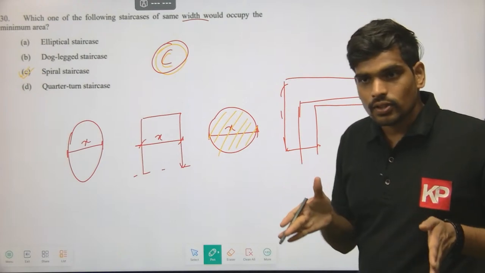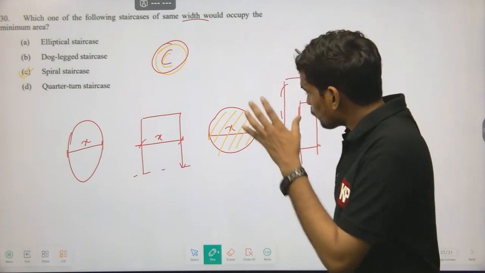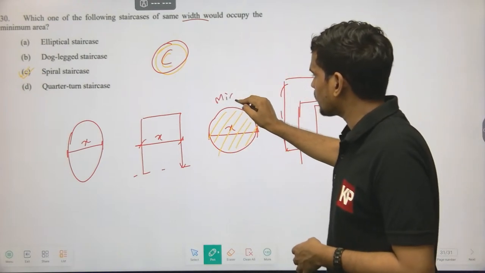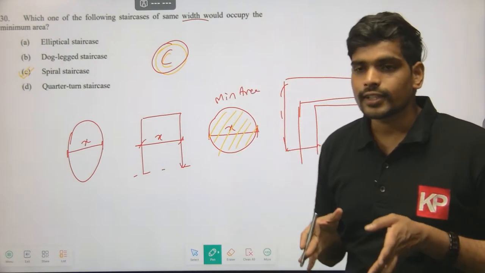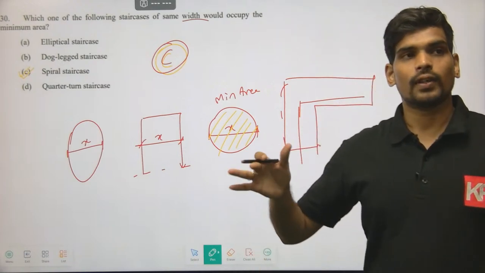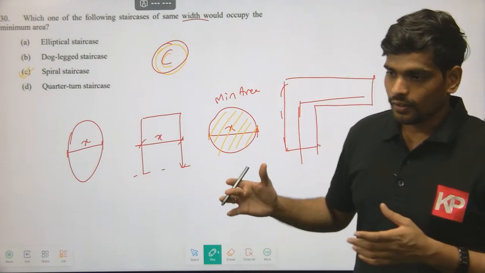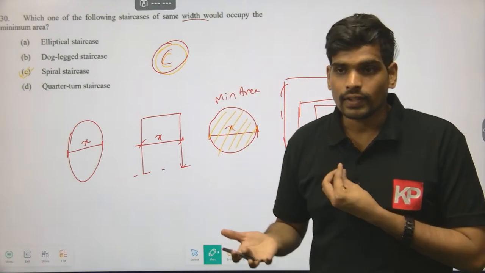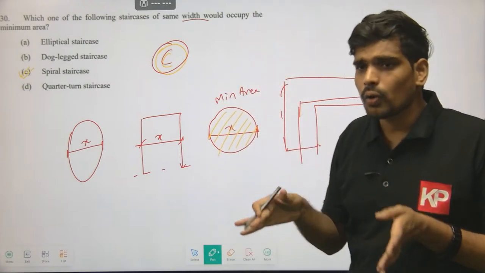If you're considering a given width of staircase and create a spiral staircase, in terms of plan, that will have the minimum area requirement. That's the reason wherever there is a constraint of area, you generally provide spiral staircases. If, for example, there's a building along the main road and you want people to move upwards, and you don't have enough area, you can provide a spiral staircase. That will occupy less area.